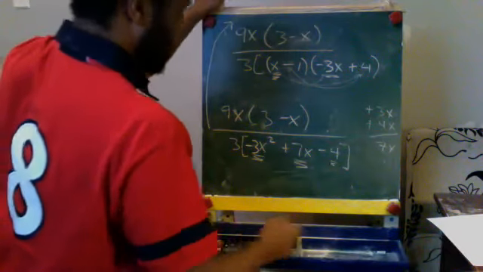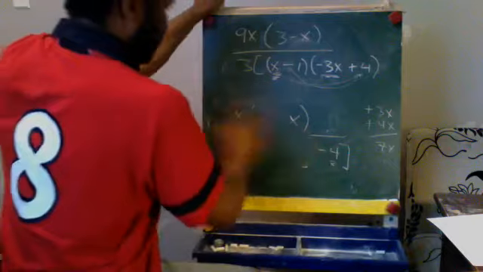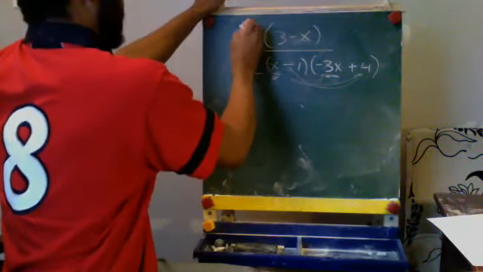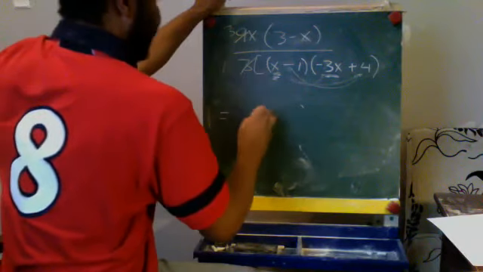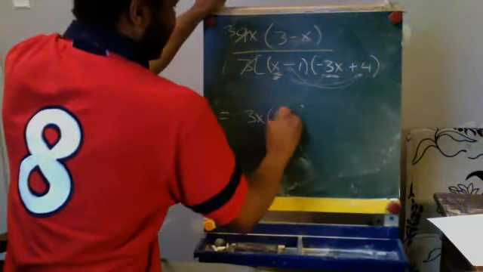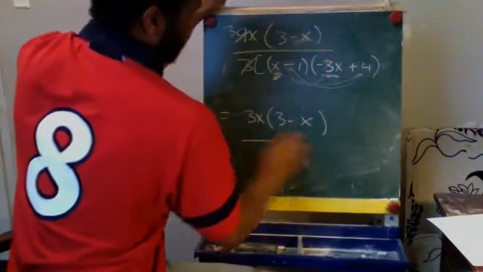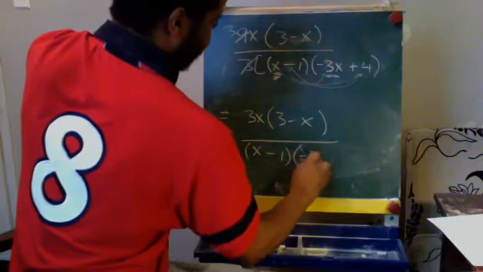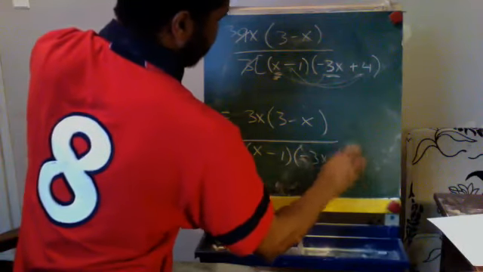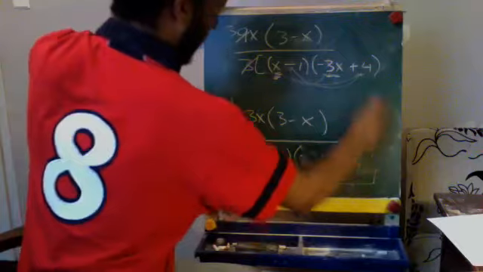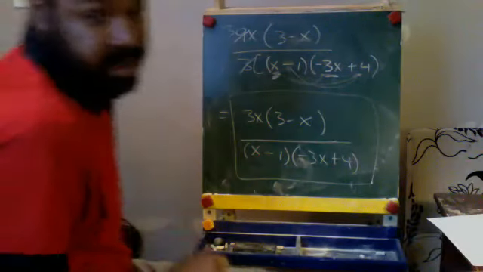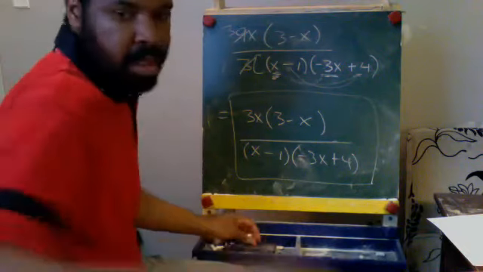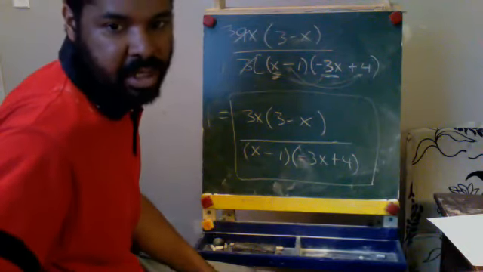So in your answer key, the answer is not wrong. That's the point I'm making. The answer is not wrong. All right, so now 3 into 9 goes 3. And so the answer here from your answer key's perspective is 3x times 3 minus x over x minus 1 times negative 3x plus 4. That was done by a computer software. I still prefer the way I did it earlier. All right, so that's it for this particular problem.